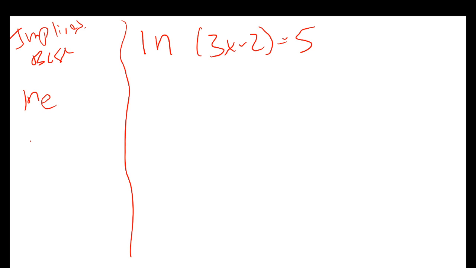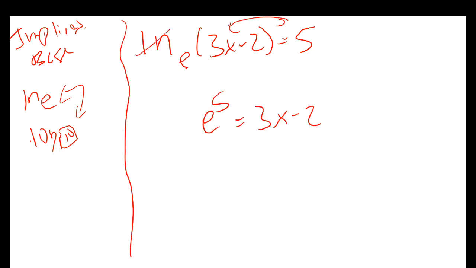So the implied base for the ln is e. The implied base for the log is base 10. So you've got to know both of those. They're going to get used on the test, I promise. So this is e. Now how do you take this and convert it to an exponential? You drop off the log, and then you swap these two around. So e to the 5th equals 3x minus 2.